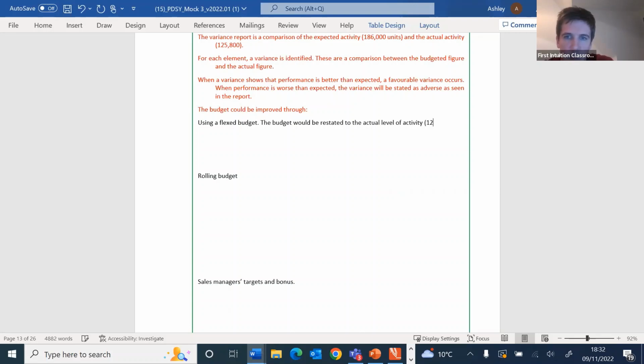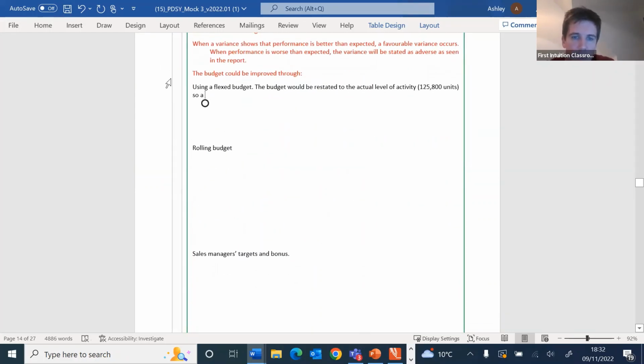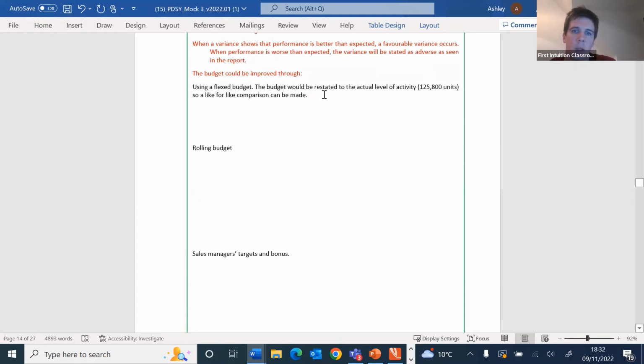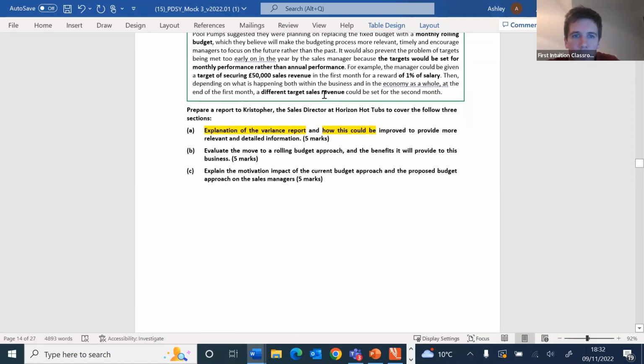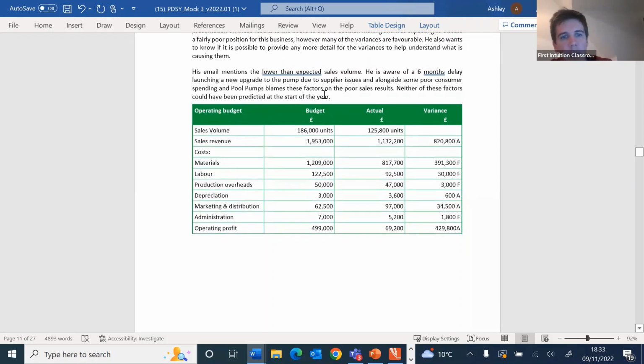Which was 125,800 units. So a like-for-like comparison can be made. Okay. So there's one of them, absolutely. What else? So I'll give you a bit of a clue. Coming back up here, you're just told that you've got a material variance, a labour variance, a production overhead variance, etc.